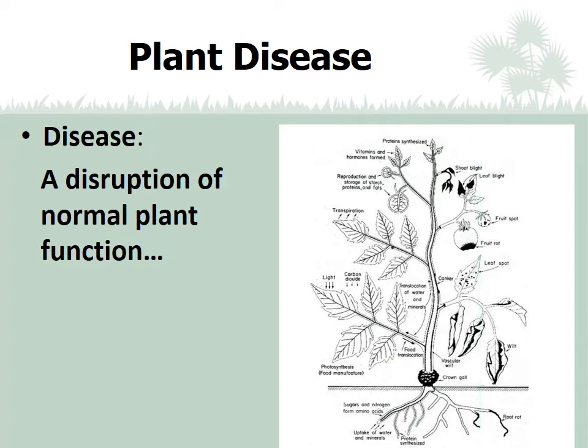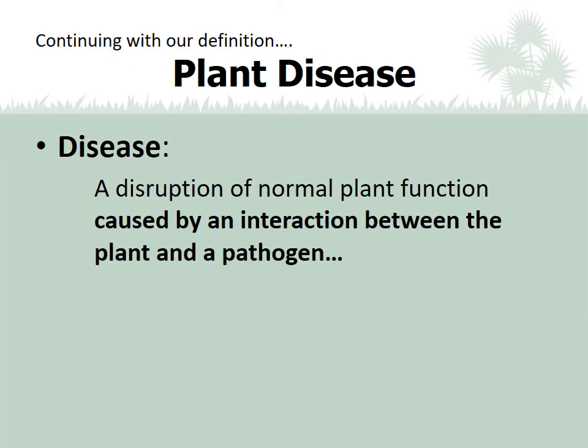And so there's a myriad of fungi and bacteria that can cause issues. Here we see the chart on the right, see the plant and some of the issues that are caused by various diseases. So continuing with our definition of plant disease, we consider it to be a disruption of normal plant function caused by an interaction between the plant and a pathogen. And it's very important that we understand that it requires an interaction between a susceptible host and an infectious pathogen for plant disease to occur.